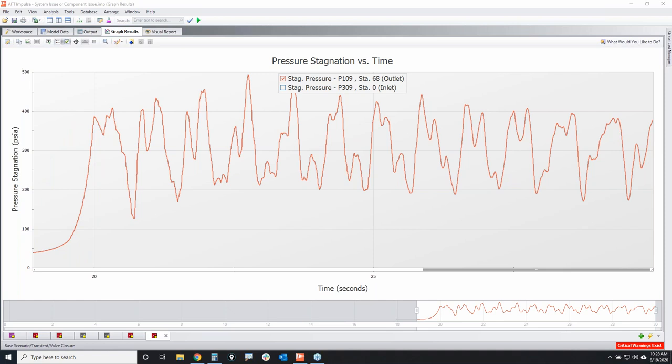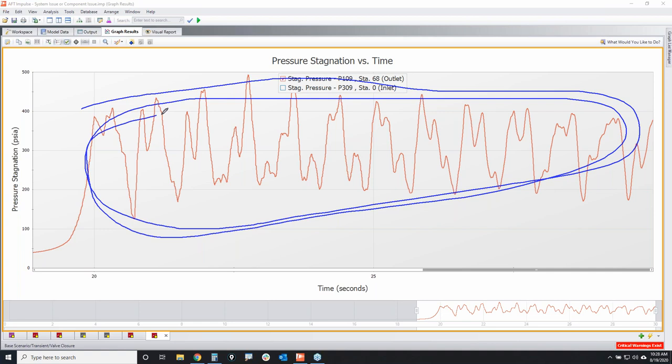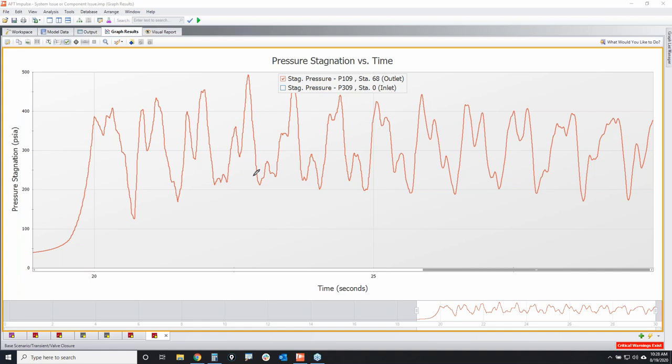And you can see how that pressure wave oscillates at the valve. And this looks a lot more interesting because you have some flow splits in your system, and that's going to cause some really complicated constructive and destructive wave interference patterns that you're going to see. So that's what's going on the upstream side of the valve.